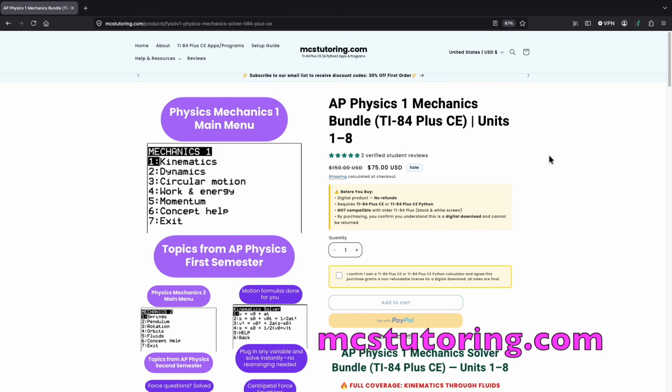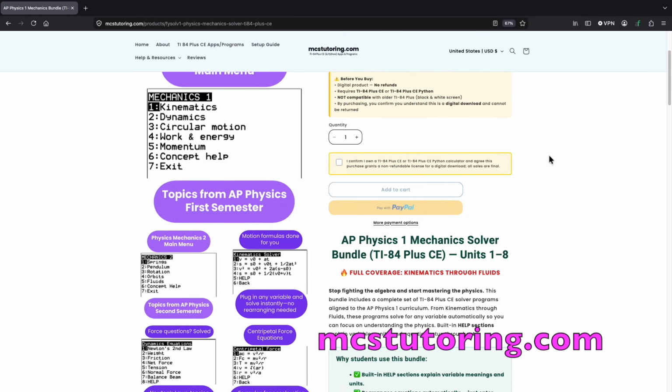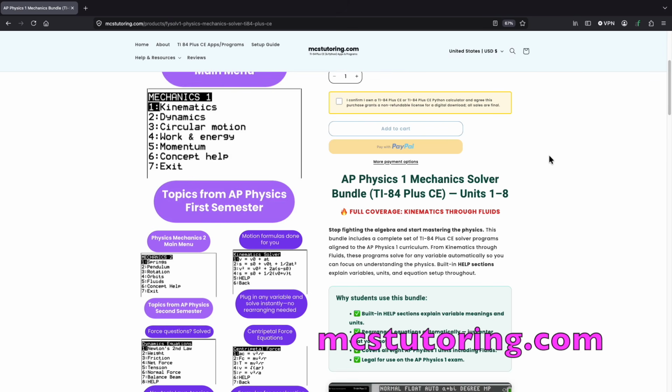Good luck in your exam, whether you're using this on your AP, college, or high school physics. It should help you with mechanics.